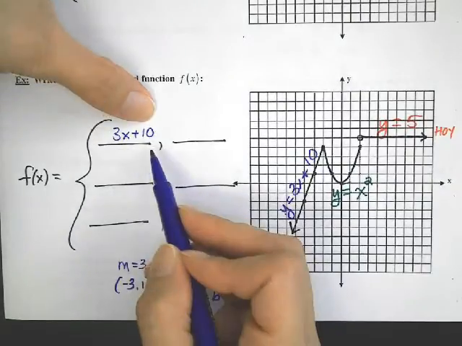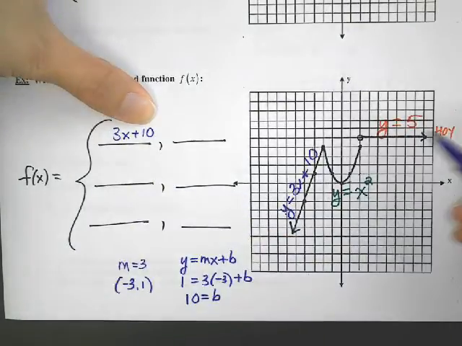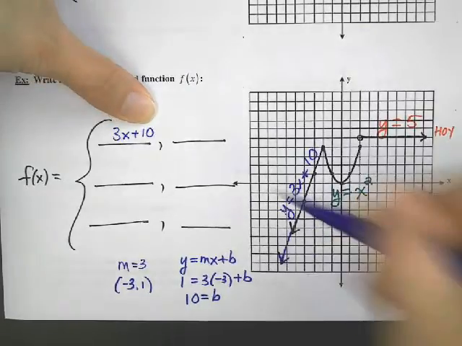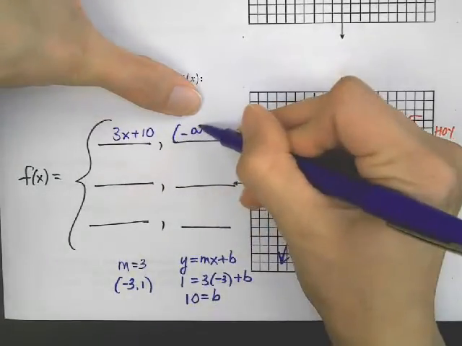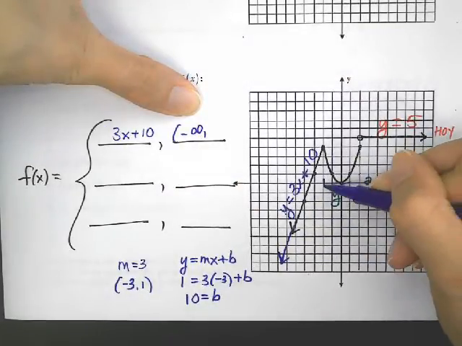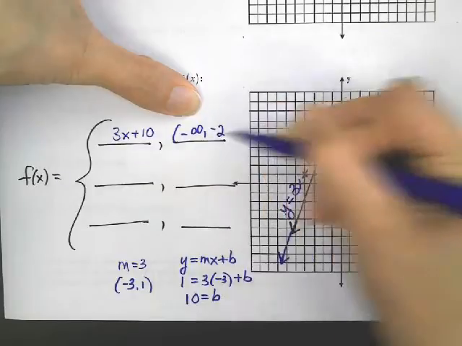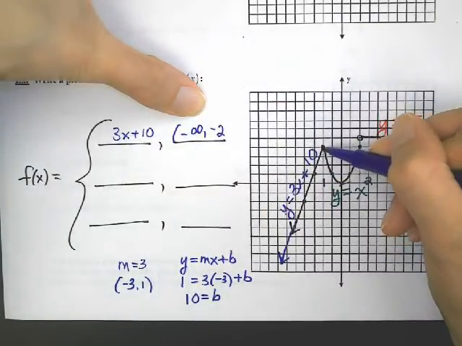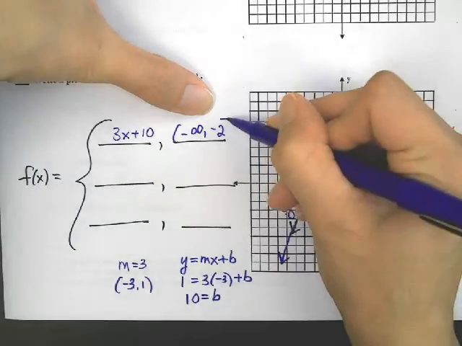Now where is this line drawn? I see that it goes down, down, down forever this way. So it goes from negative infinity all the way up until x value negative 2. And since that's a closed point right there, you could put a bracket. I think I'll put a bracket.